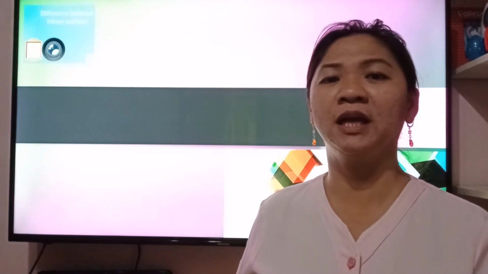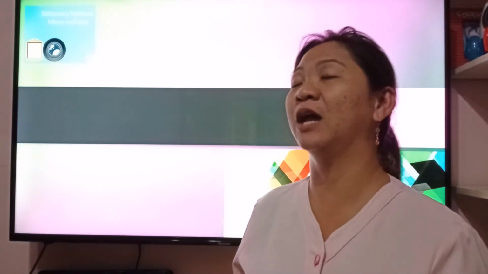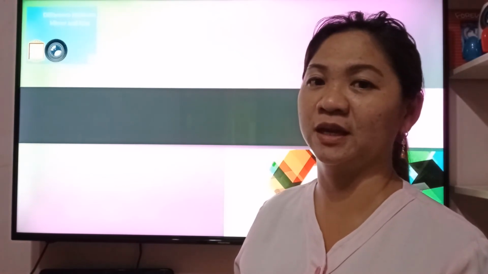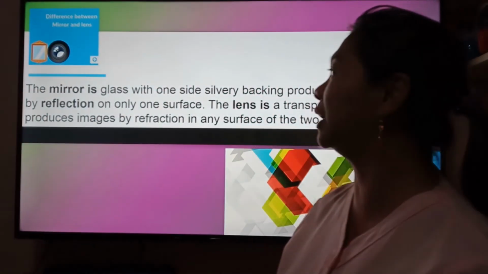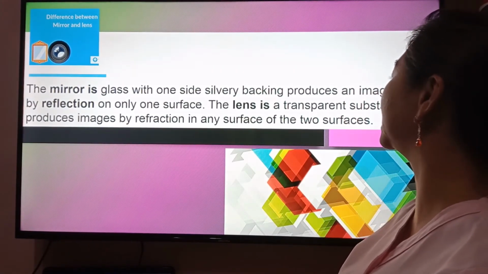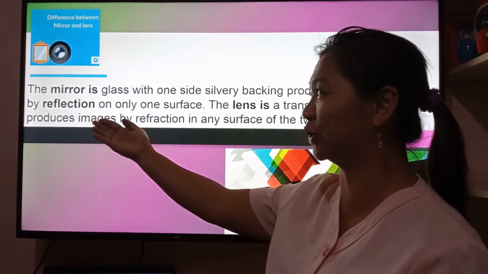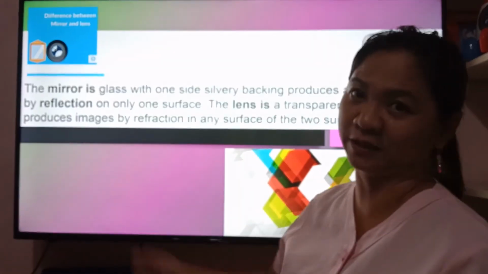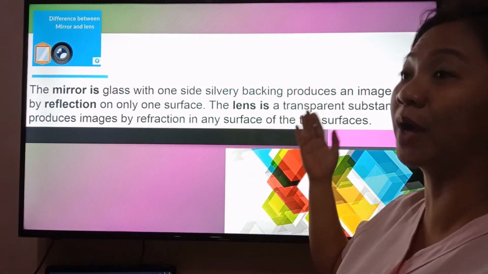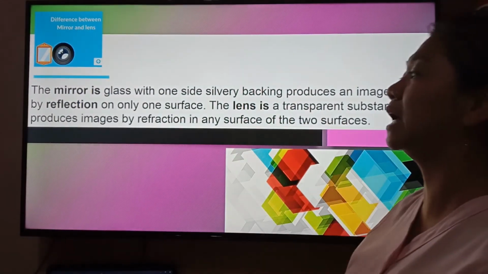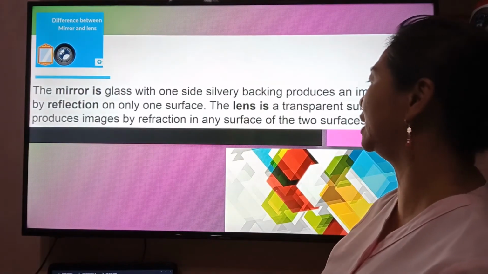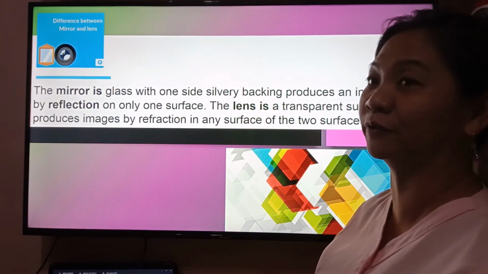In summary, let us go back and remember the difference between mirrors and lenses. Remember that a mirror is a glass with one side having a silvery backing and produces an image by reflection on only one surface. On the other hand, a lens is a transparent substance that produces images by refraction in either of the two surfaces.